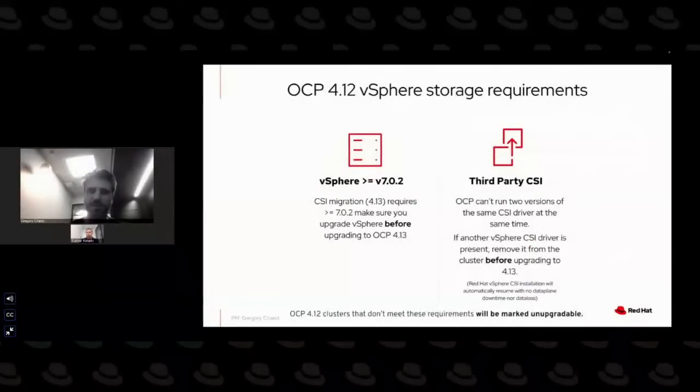So we would like to take the opportunity to give an important heads up on clusters that are running on top of vSphere. CSI migration for vSphere will be supported in OCP 4.13. VMware recommends to run vSphere 7.0.2 before enabling migration. For this reason, upgrades to 4.13 will be blocked until the vSphere environment is running version 7.0.2 or newer. In the same vein, clusters that are currently using a third-party vSphere CSI driver, because two drivers cannot run at the same time, and for Red Hat to properly support CSI migration, we are asking customers to replace the third-party CSI driver by the one shipped with OpenShift. Switching drivers does not involve any downtime, data loss, or performance issues. Next slide, please.